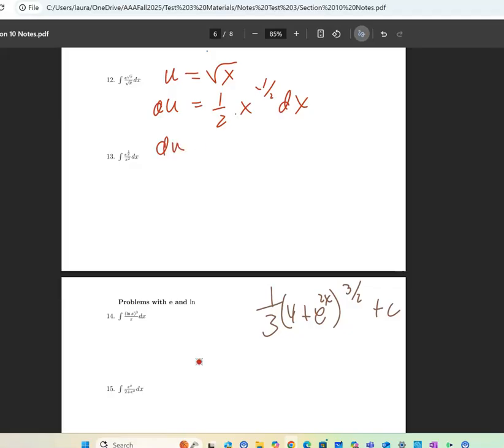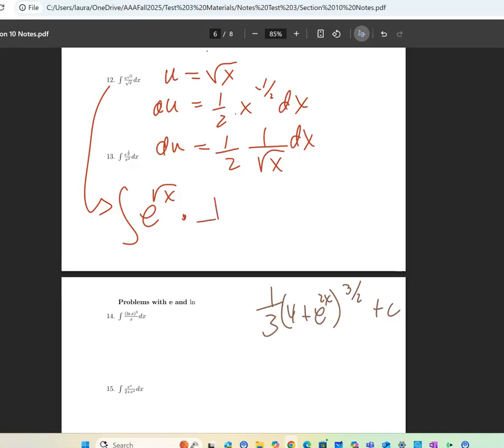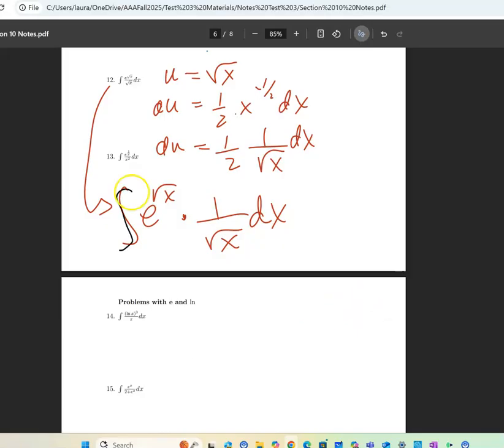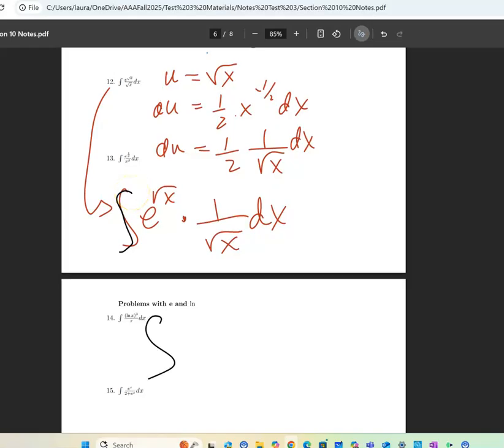And I'm even going to rewrite this. Remember, I've always talked about negative exponents. It's nice to put them in the denominator. Okay, so let's take this and rewrite this, e to the root x times 1 over root x dx. Okay, so I'm thinking about what I can do. Again, only the integral sign carries along. So I'm looking at this and this. Oh, there it is.